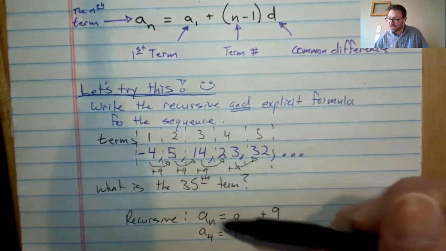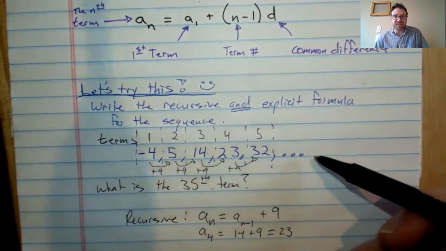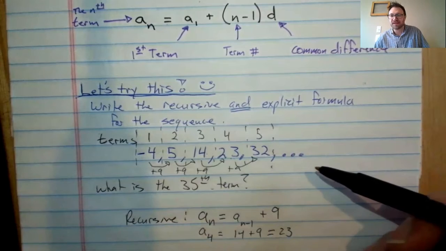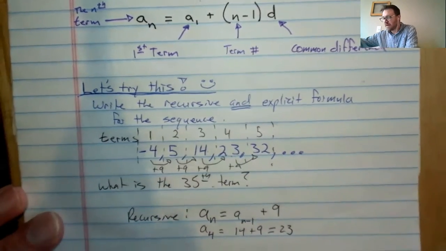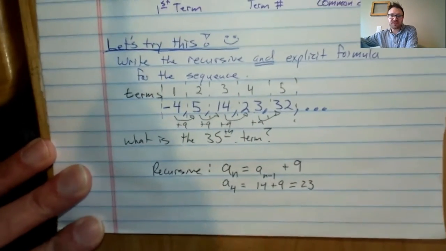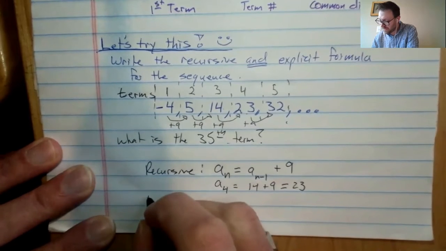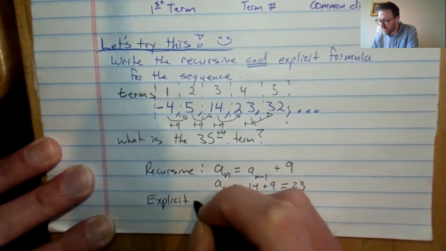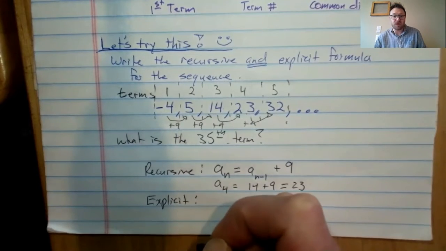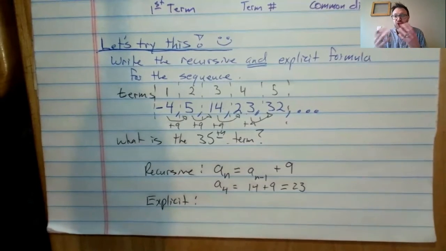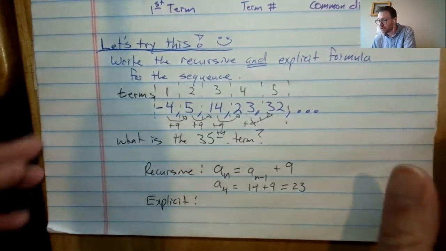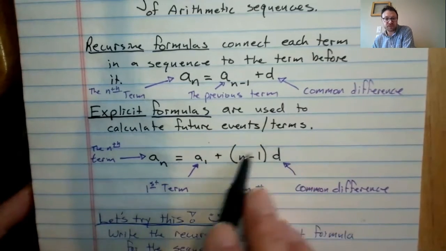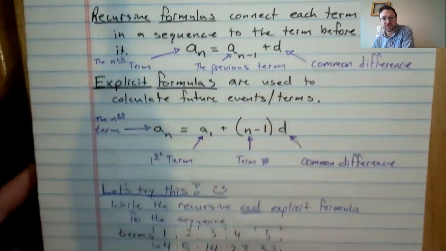Now, will this help us find a sub 35? No, because I don't know what a sub 34 is. That doesn't help me at all. That's kind of a bummer. I wish it would, right? Well, that's why we use the explicit form. The explicit form gives us a little more structure in order to find future terms. This one's a little stronger for us to use, right?